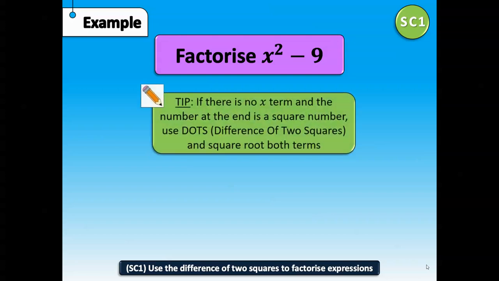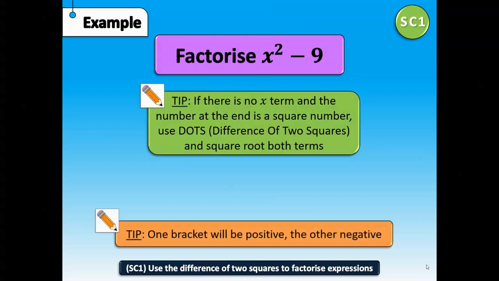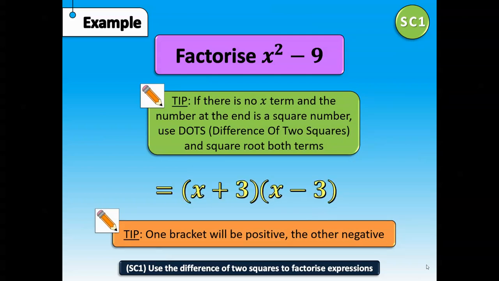So the square root of x squared is just x, and the square root of 9 is 3. Now one bracket will be x plus 3, and the other bracket will be x minus 3. This is known as the difference of two squares.